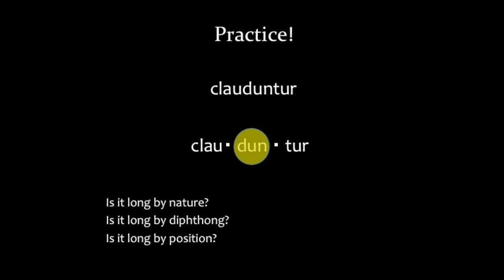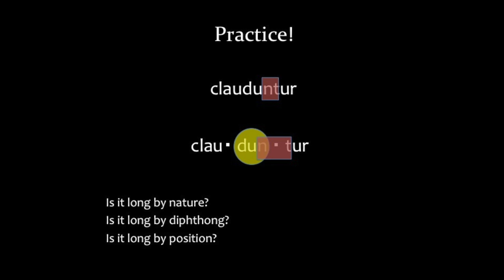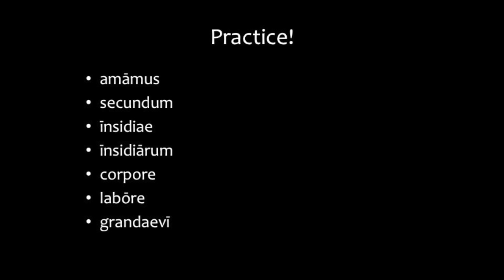No, it's a single vowel. Is it long by position? Well, look closely. See how it's followed? The U is followed by an N and a T. That means it's long by position. Therefore, you're going to accent that particular syllable. Clauduntur. All right, so let's practice your Latin accentuation. Here are 7 words, so why don't you pause the video now and work on them yourselves.